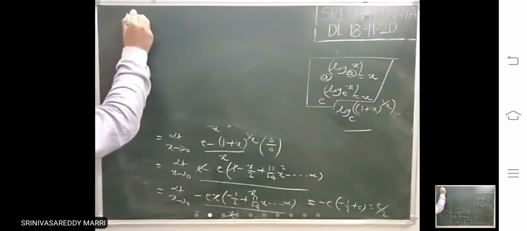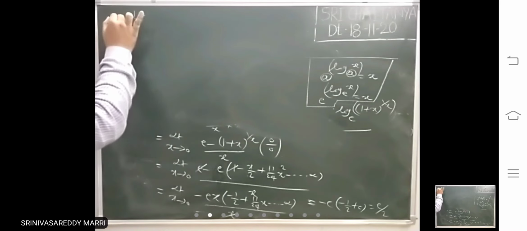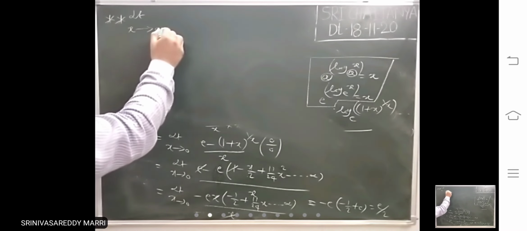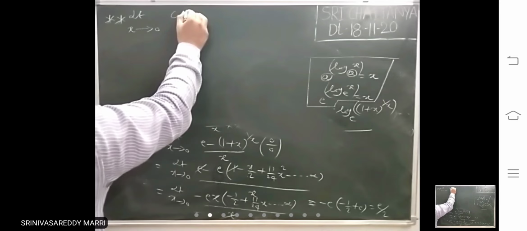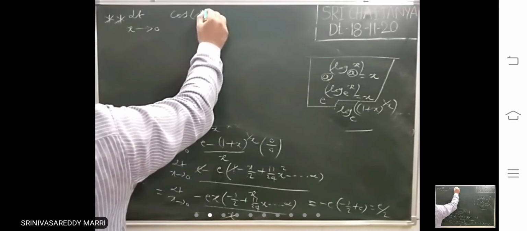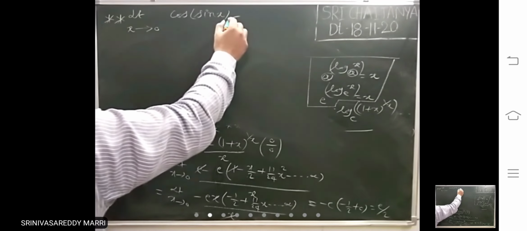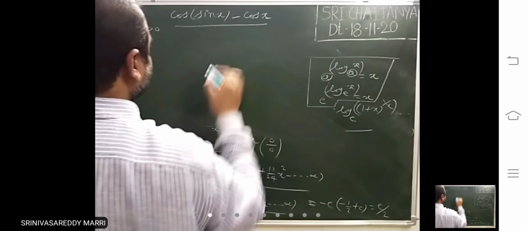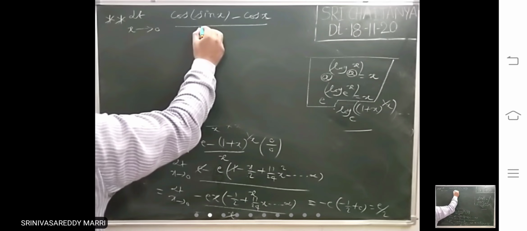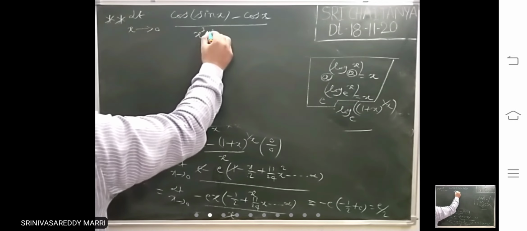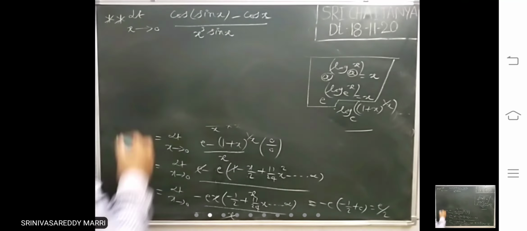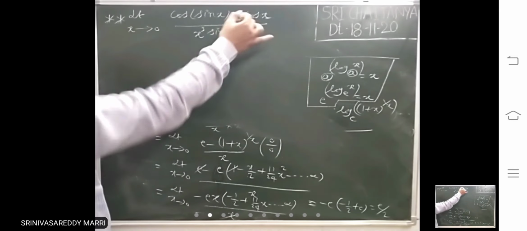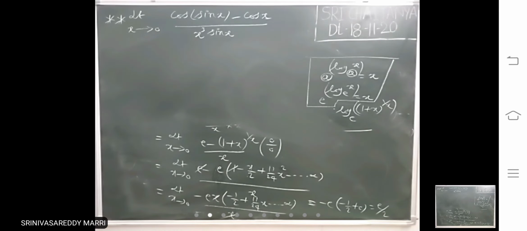Next, very important model, this also. Limit x tends to 0. He will modify and give, not a direct problem. Minus cos x is given, minus cos x divided by x cube into sin x. Look at this one. So now this is not a direct series model, but it can be converted to a series model.